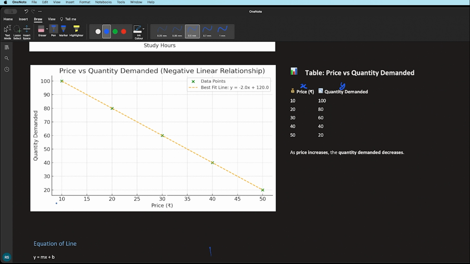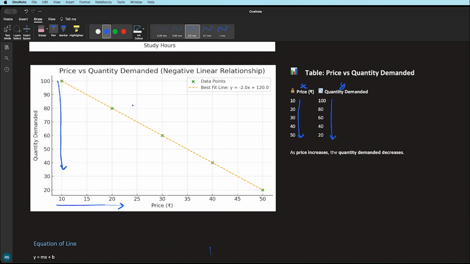You can see here, as the value on the x-axis increases, the value on the y-axis is decreasing, dropping. As this value is increasing, this value is decreasing. The line is coming in a downward direction, you can see. So this is called a negative linear relationship.